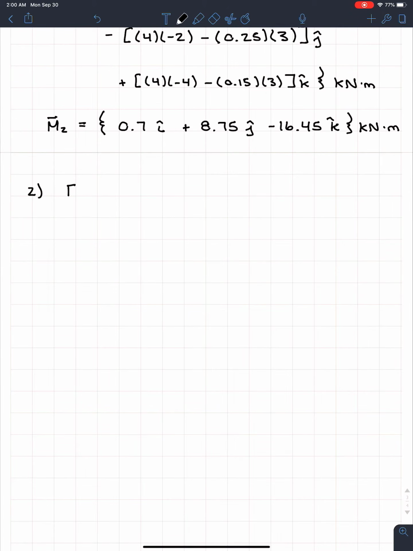So actually, let's just get rid of this. I want the resultant force. And we know that resultant force is just going to be the summation of all those forces. So in this case, we have 2 forces, so it's going to be F1 plus F2.